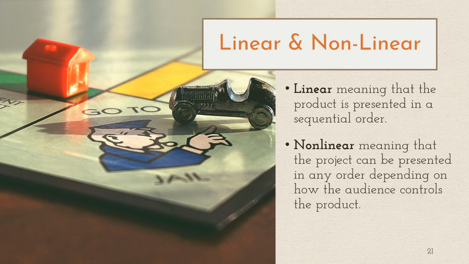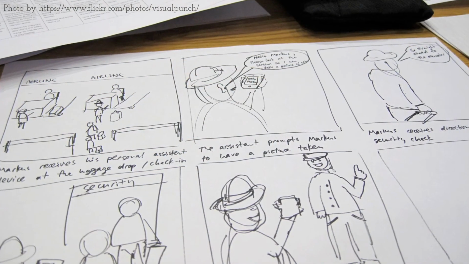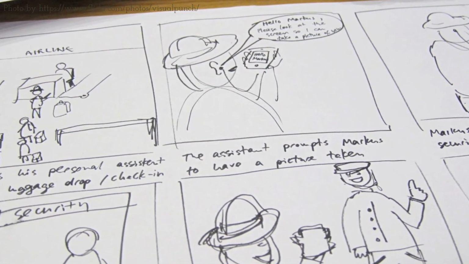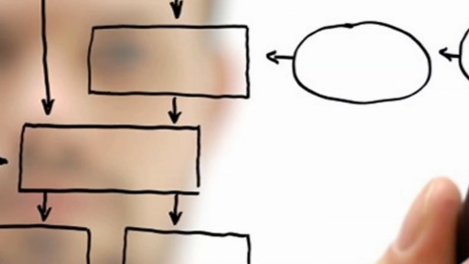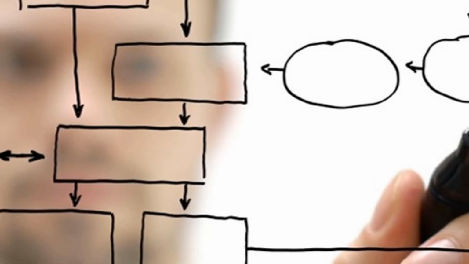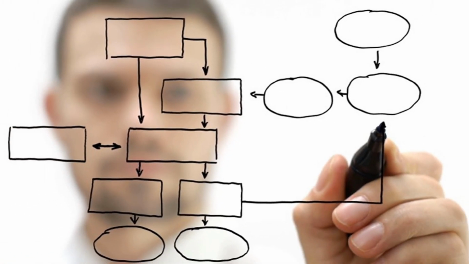Because the path the player takes to get from one part of the game to another differs, it may be difficult to explain without some sort of visual documentation like a storyboard or flowchart. Storyboards are like comic book versions of game sequences to help illustrate user interaction, gameplay, or game animations, cinematics, and/or cutscenes. A flowchart shows a process representing the steps as boxes and their orders connecting with arrows.